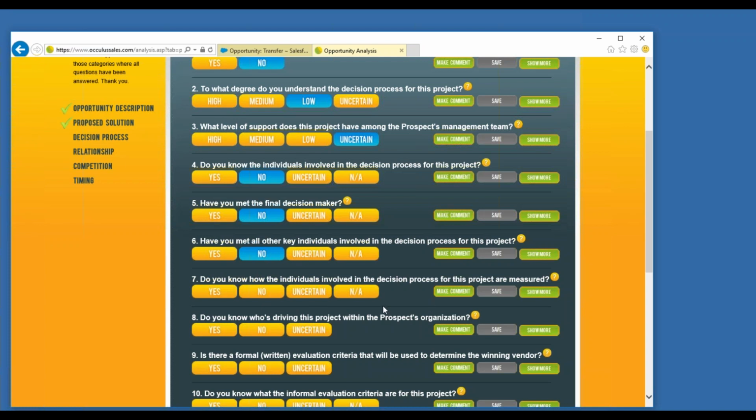Number 7, do I know how these individuals are measured? Now, this is an interesting question too, because if you think about it, every company measures their employees with a certain set of standardized criteria. So if I'm working on a project that is going to impact one particular group, whoever's in charge of that group will have some say, or should have some say, in this project. So I need to know how that person's measured, so that when I talk to them, I know what's of value to them, and what benefits they're looking for.